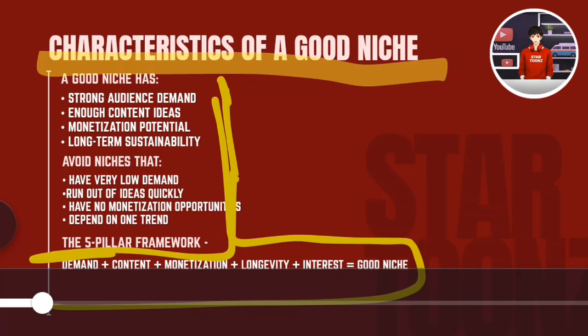Now let's combine everything into a simple framework. Demand, content opportunities, monetization, longevity, interest. If a niche scores well in all 5 areas, it becomes a strong candidate. For example, personal finance often scores highly. Strong demand, thousands of content ideas, excellent monetization, long-term relevance, and plenty of learning opportunities. That is why it remains one of the most popular niches on YouTube. As we move forward, we will use this framework to evaluate different niche categories and identify opportunities.